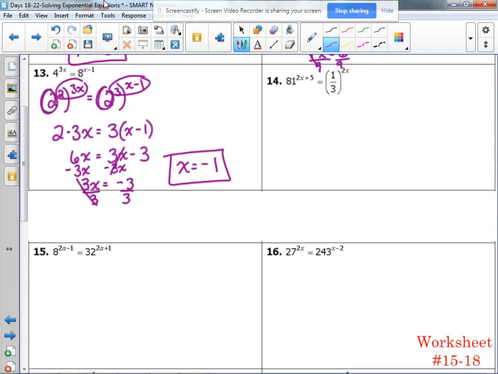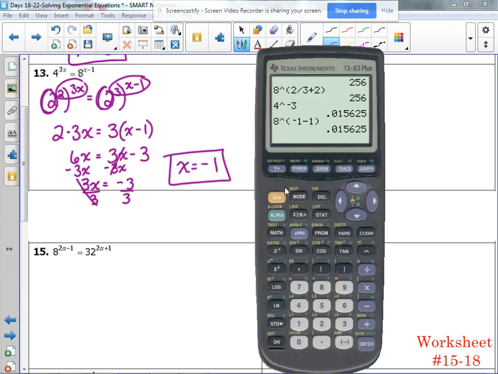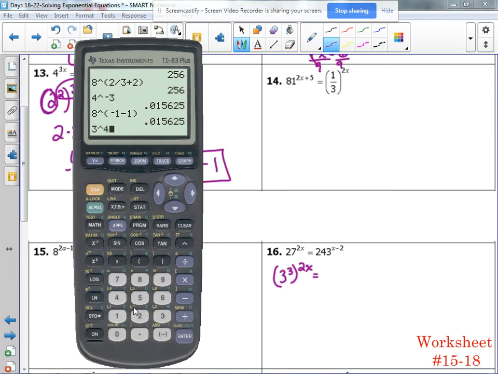Okay, number 16. We've got 27 to the 2x, 243 to the x minus 2. So use these posters up here on the wall. Okay, look for 27, look for 243. 27 is on here. It's 3 cubed. 243 is not up here, but if 27 is 3 cubed, then it's probably a power of 3. Use your calculator. You know it's not 3 to the 4th. That's 81, so 3 to the 5th is 243.